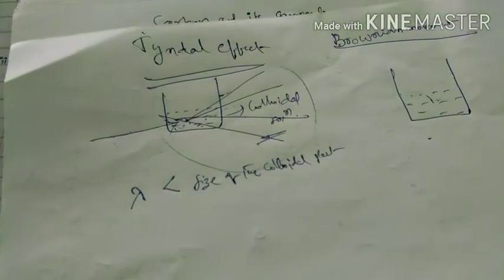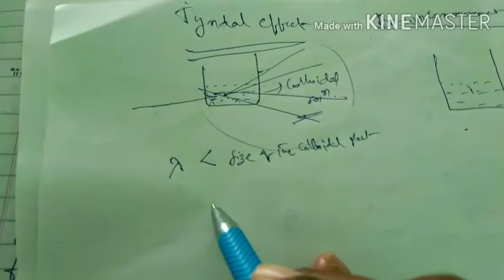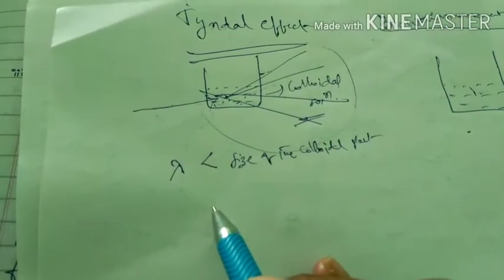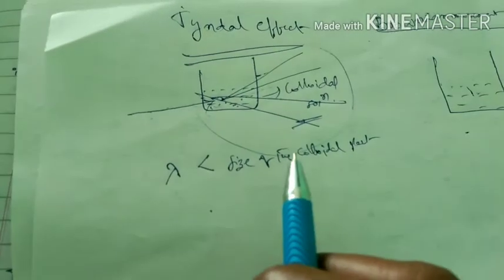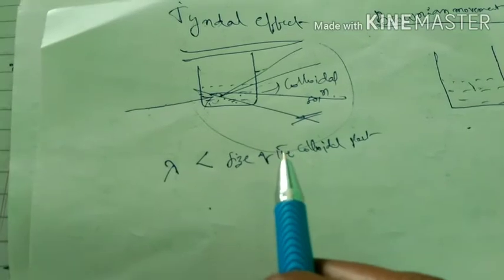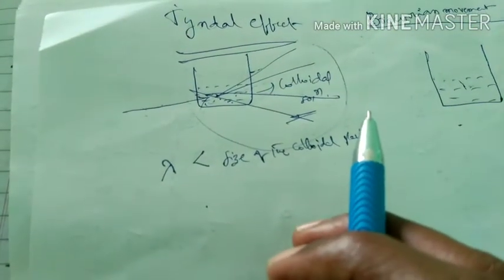Here one more point is there regarding Tyndall effect and Brownian movement. Regarding Tyndall effect, one important application is there, that is the sky appears blue in color. That is due to Tyndall effect. Why does the sky appear blue in color?